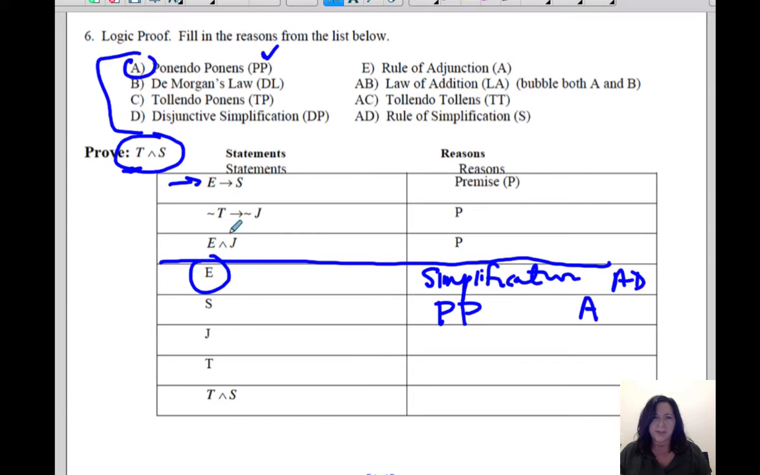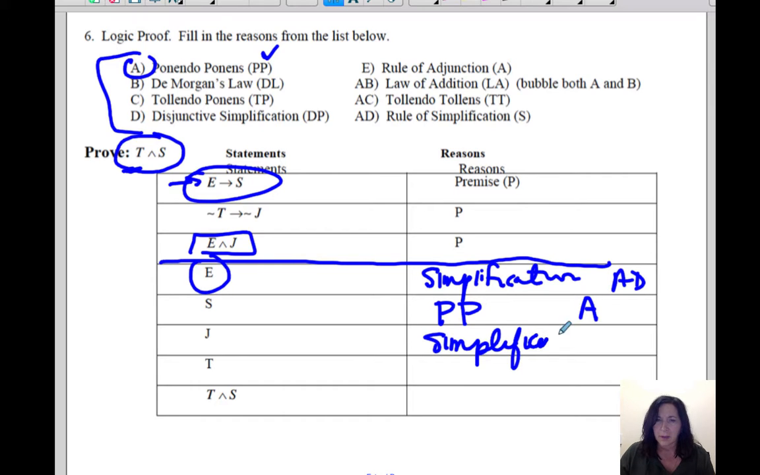So we know, let's go back. E and J happened. E happened. So going back up to the first premise, if E happens, then S happens. So we know S happened. We know J happened because this says both E and J happened. So J happened, that's another simplification. And you would just write AD here.